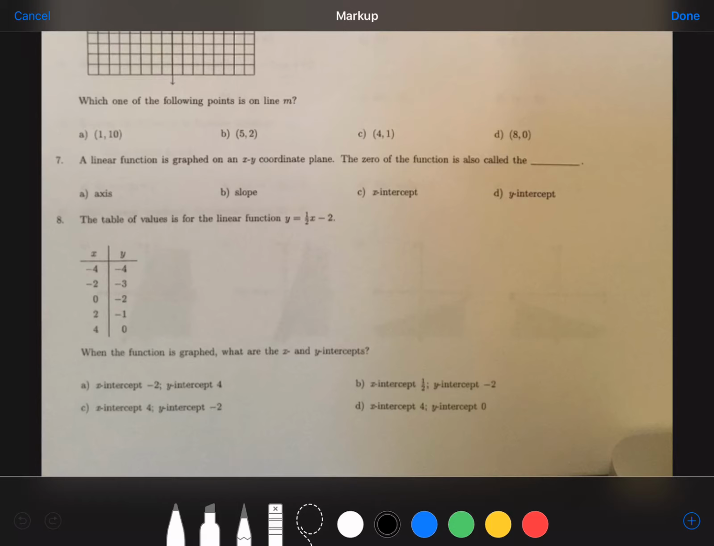Number 8 says the table of values is for the linear function y equals 1 half x minus 2, and they give us a table. When the function is graphed, what are the x and y intercepts? I want you to highlight x and y intercepts. We're looking for the x and y intercepts on this problem.